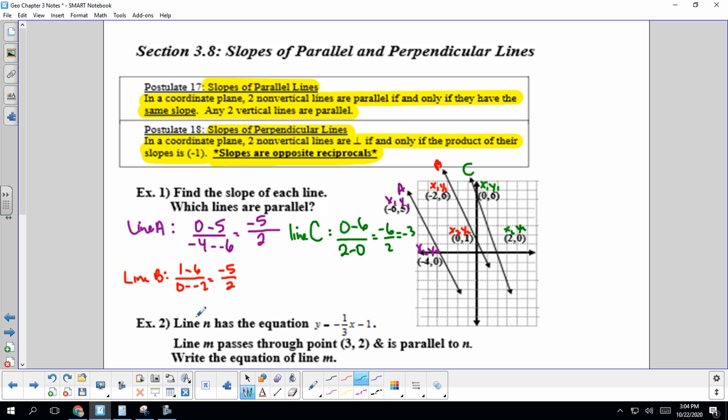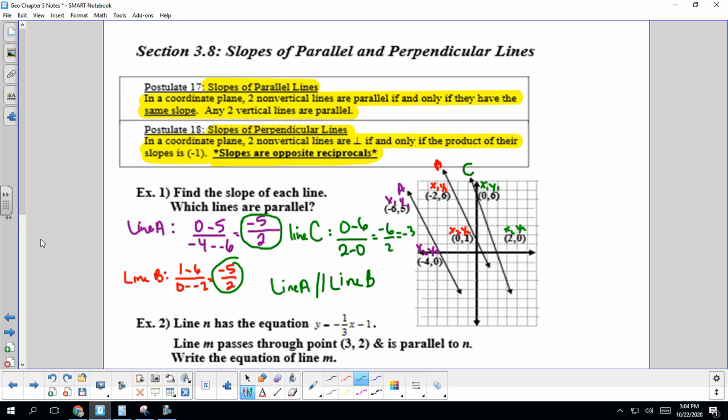It's -3. Okay, which lines are parallel? Well, we can see, because the slopes are the same, that line A is parallel to line B. I just wrote B because I was saying it. Don't fall into that trap, guys.